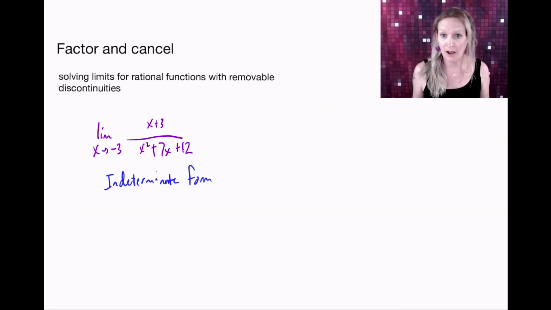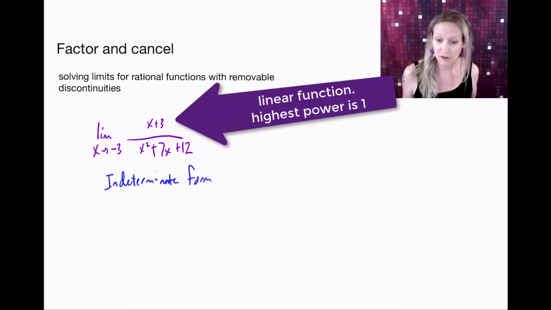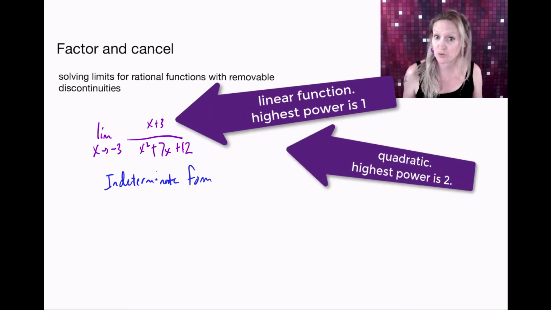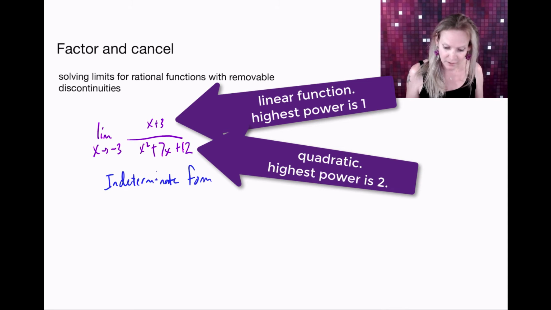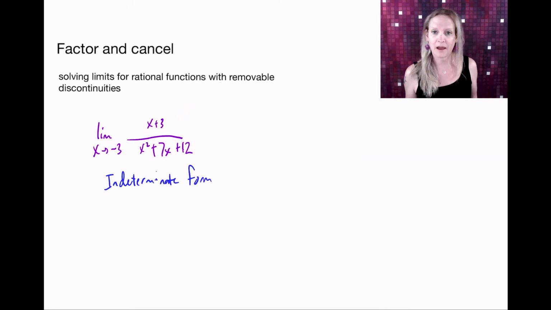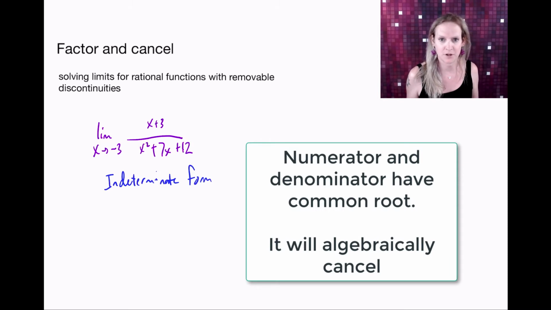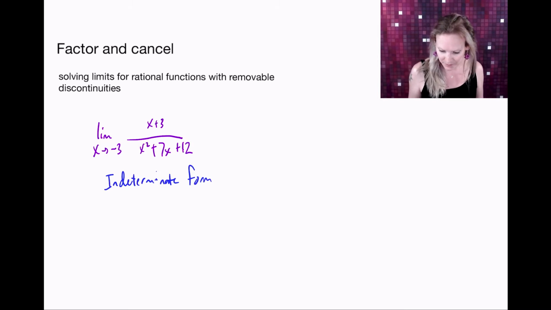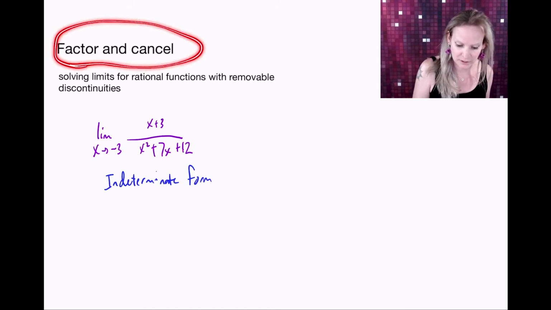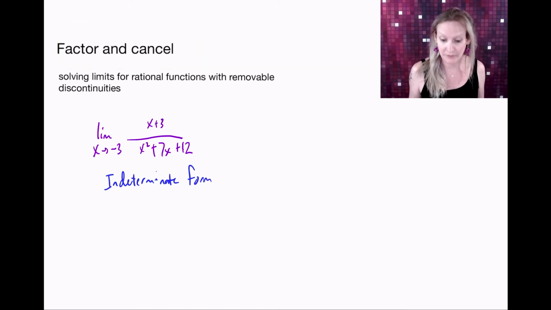This problem, I've got a linear up top, and I've got a quadratic in the bottom. So that means that if I have 0 over 0, I've got a common root. And what I'm going to do is try to cancel that common root by factoring. That is to say, I'm going to use the method of factor and cancel to solve this limit problem. What I'm going to do is very carefully, step by step, write this down.